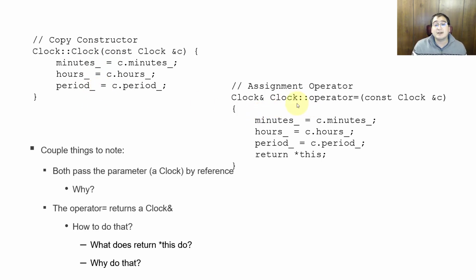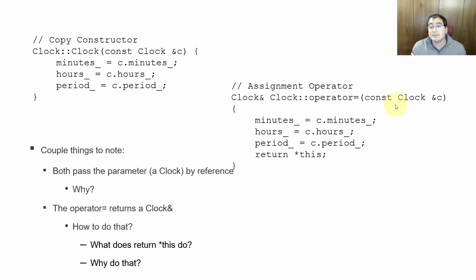Over here, we have the assignment operator. We have operator equals. And now note, the assignment operator is a member function. Why is it a member function? Because the assignment operator changes one of the objects that it works on. Notice it takes one argument. This is the right-hand side of the assignment. And the left-hand side is the object that this member function is part of.